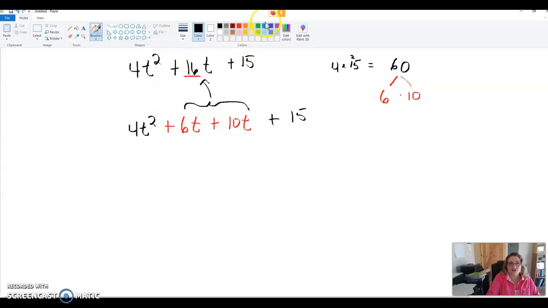We can now factor based on the groups. So I'm going to look at 4t squared and 6t first. What does 4t squared and 6t have in common? It has a 2t in common, right? So I'm going to divide 4t squared by 2t. That's going to leave me with a 2t.